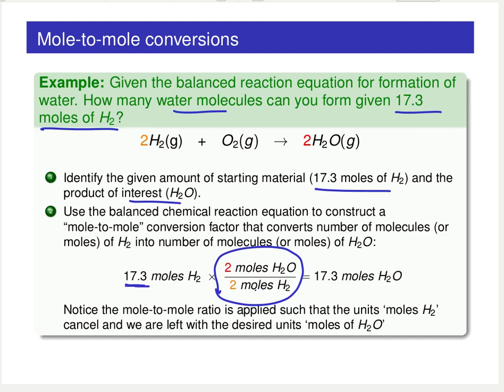We're going to make sure moles of H2 shows up in the denominator so that moles of H2 cancels. We will end up in moles of H2O. And then using those stoichiometric coefficients, we will plug in the numerical values, and we can determine that if you fully react 17.3 moles of H2, you get 17.3 moles of H2O, because we once again have that essentially one-to-one ratio in that conversion factor.